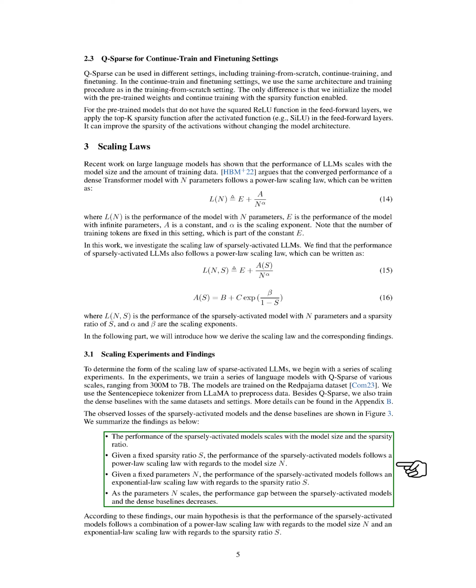From our findings, we summarize that the performance of the sparsely activated models scales with both the model size and the sparsity ratio. For a fixed sparsity ratio, the performance of these models follows a power law scaling law in relation to the model size. Conversely, for a fixed number of parameters, the performance follows an exponential scaling law concerning the sparsity ratio. As the number of parameters increases, the performance gap between the sparsely activated models and the dense baselines narrows. Based on these results, we hypothesize that the performance of sparsely activated models combines a power law scaling law with respect to model size and an exponential scaling law concerning the sparsity ratio.